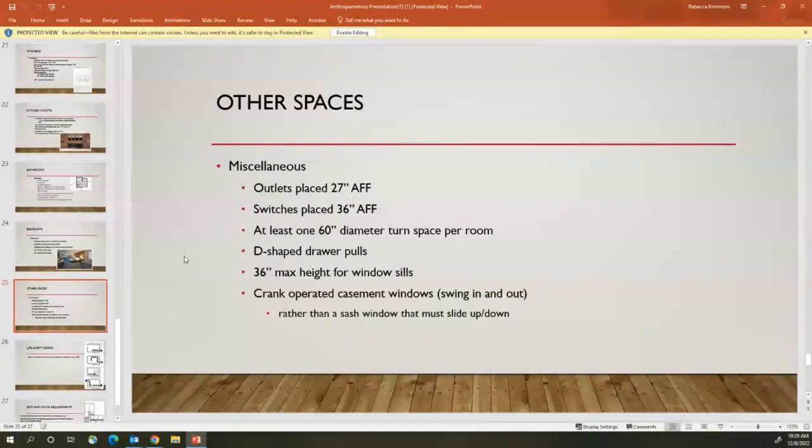Some other items to think through, there's some general placements for outlets and switches so they're easy to reach. Thinking through just making sure there's at least one turning space in each room so it's easy to get in and out. D-shaped drawer pulls, so these are the ones where you can kind of get your fingers underneath to pull. These make it easier to open. And then crank operated casement windows are easier to open than a sash window.